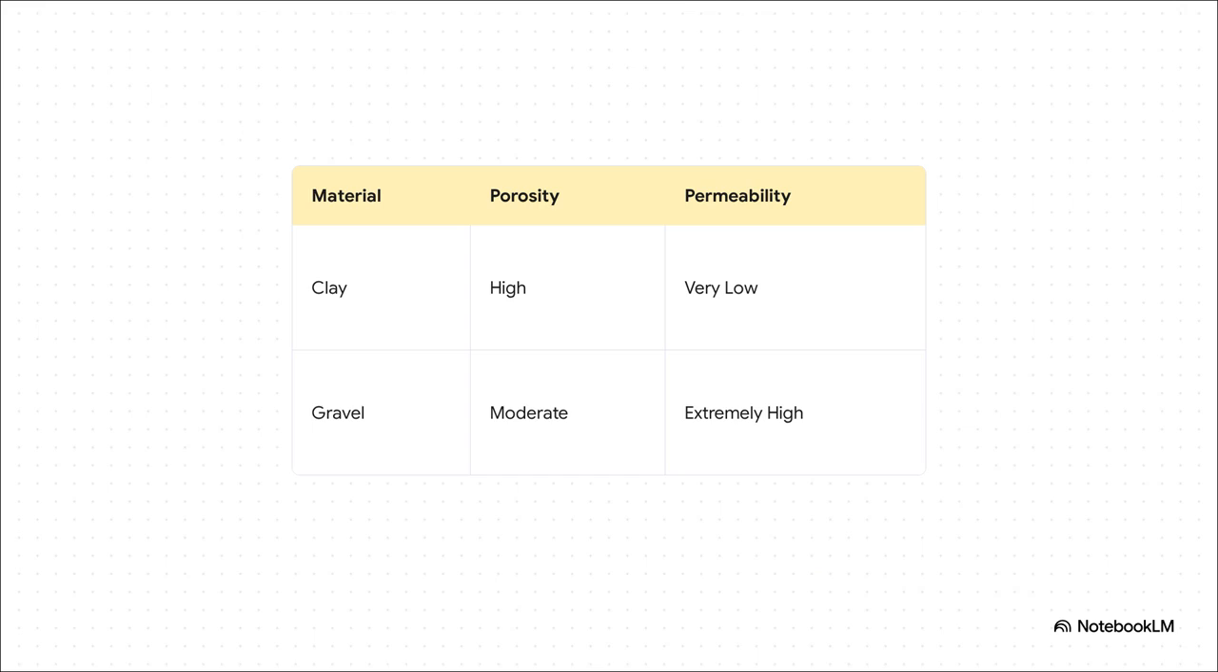Look at clay versus gravel. Surprisingly, clay actually has a very high porosity. It can hold a massive amount of water. But because its microscopic pores just aren't well connected, its permeability is shockingly low. The water gets stuck. Gravel, on the other hand, might have lower porosity than clay, but its permeability is extremely high, so water just rushes right through. Examiners absolutely love this trick, so remember, clay holds water, but it flat out refuses to share it.